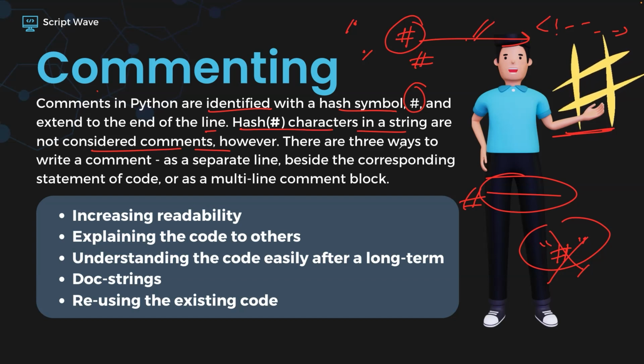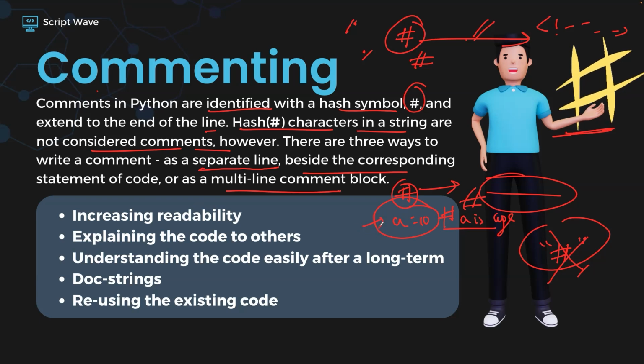There are three ways of writing a comment: a separate line, beside the corresponding line of a statement, and a multi-line comment. So we'll try to understand each one by one. So what is a single line comment? You can add a hash and the whole line will be commented. You add something, maybe a is equal to 10, and now after declaring the variable, I'll add, let's say, a is age. So you're writing a description of this variable, and this is also a comment.